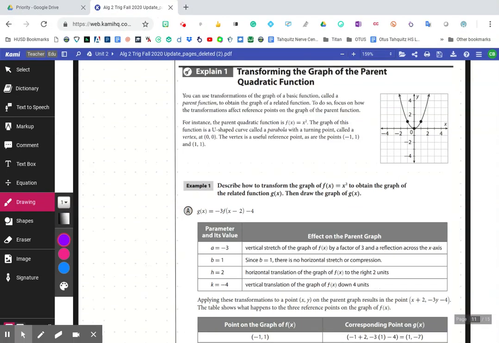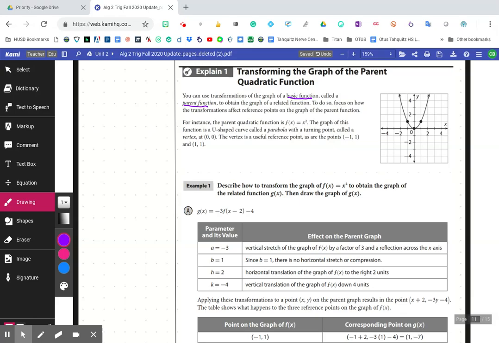In this video, we're still working on topic 2.3. We're going to look through Explain 1, parts A and B. You can use the transformation of a function, the graph of a basic function called a parent function. Any function, the most basic of it, is always called the parent function. To obtain the graph of a related function, focus on how the transformations affect reference points on the graph of the parent function.